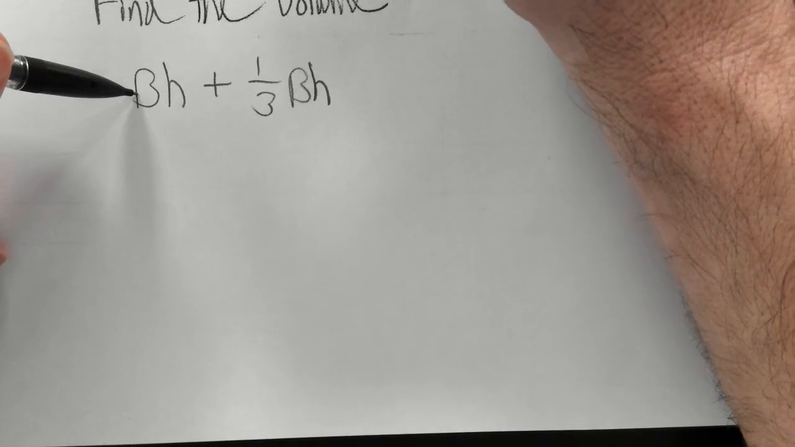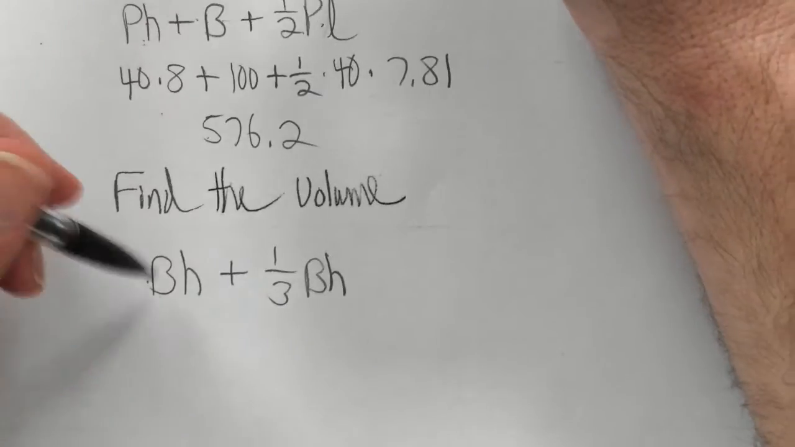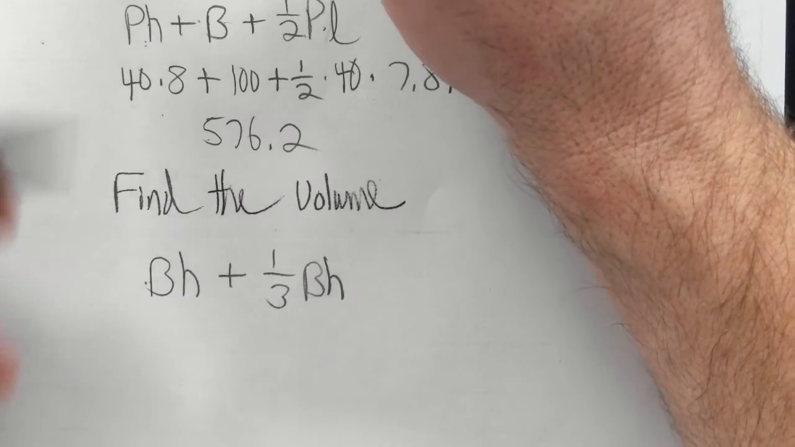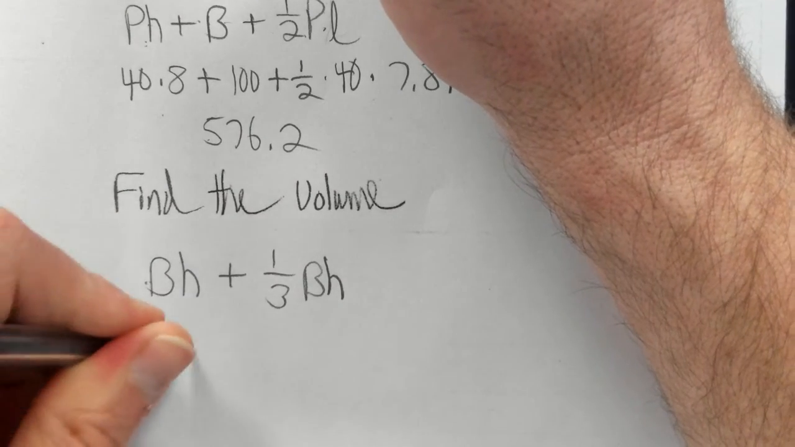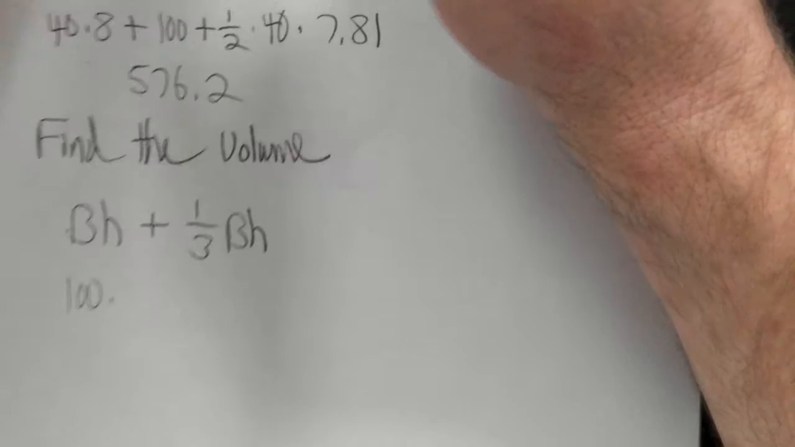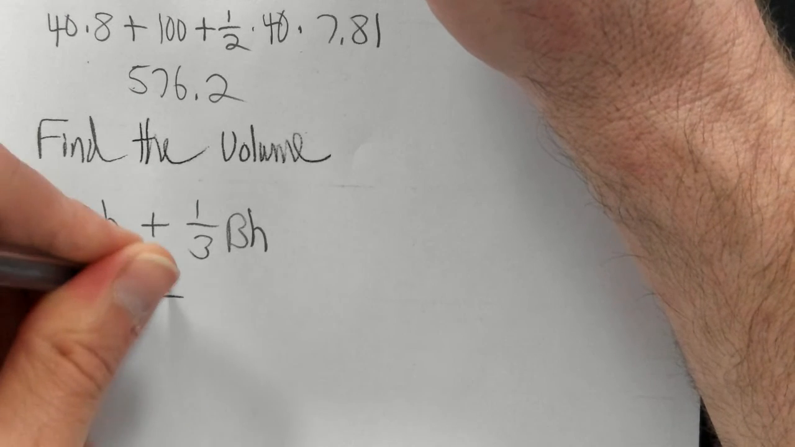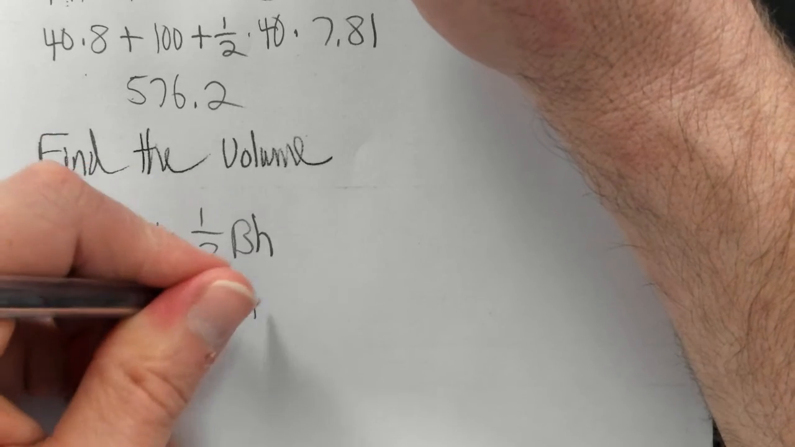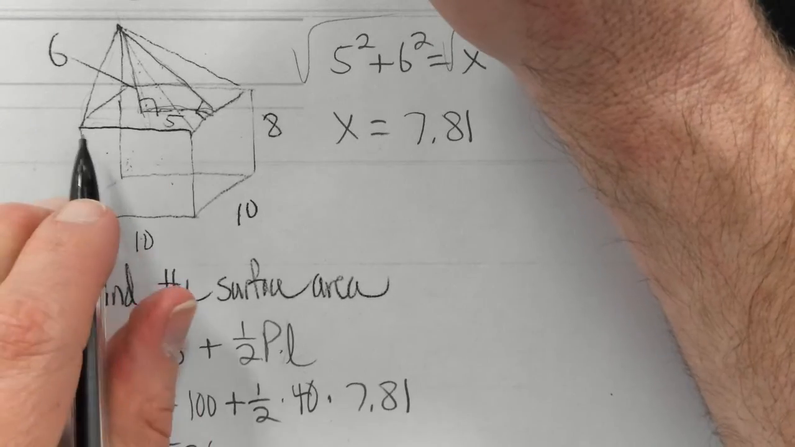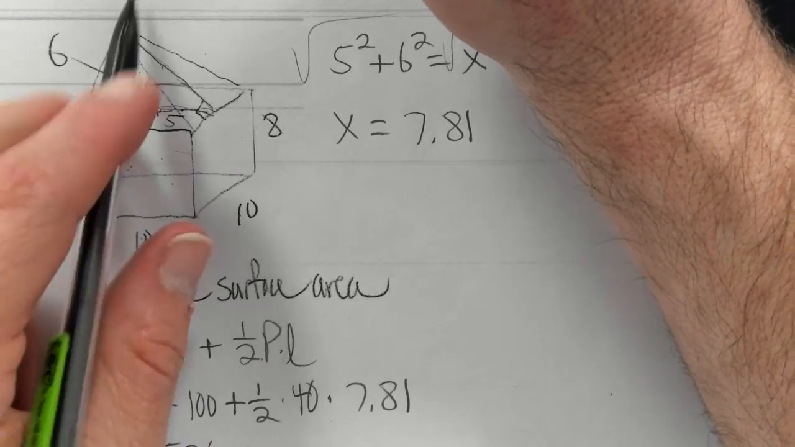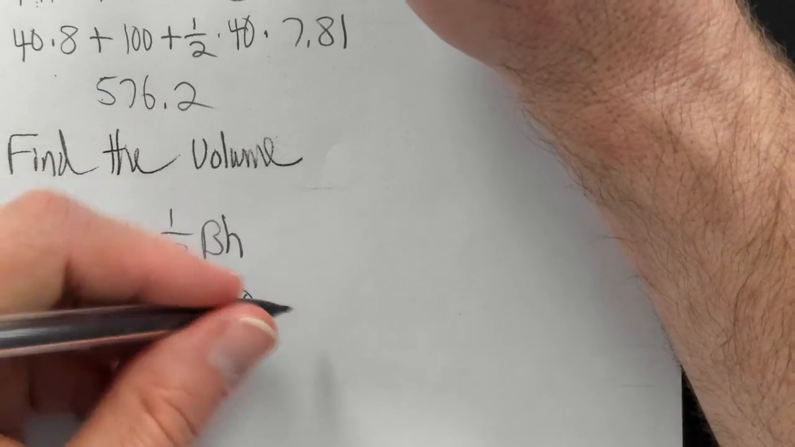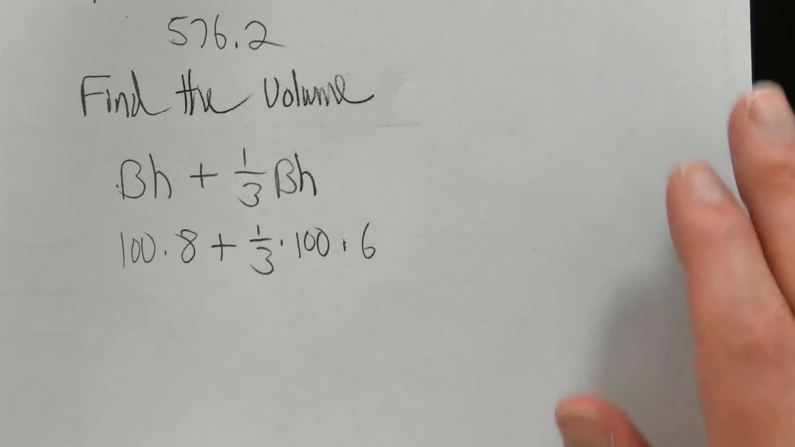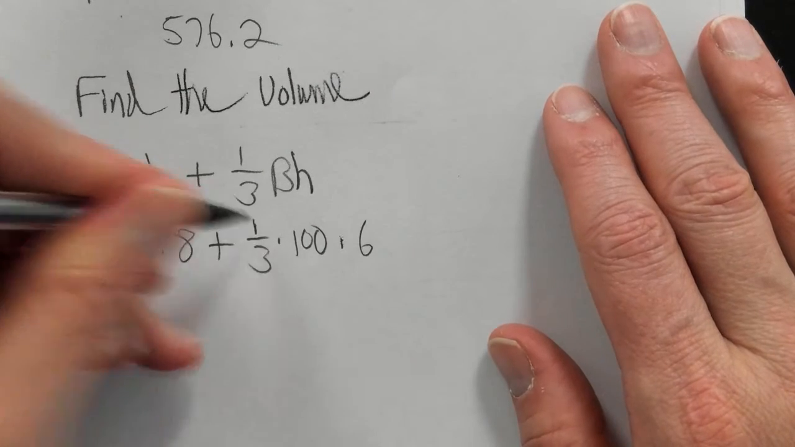What's B stand for? Area of the base. Now remember, this one pertains to the prism. So the base is 10 by 10, so that would make an area of 100. And then the height is still 8, just like it was for the previous problem, plus 1/3 times the area of the base, which is still 100 for the pyramid, 10 by 10. But the height, the real height, is what we need now, and we have it. It's 6.